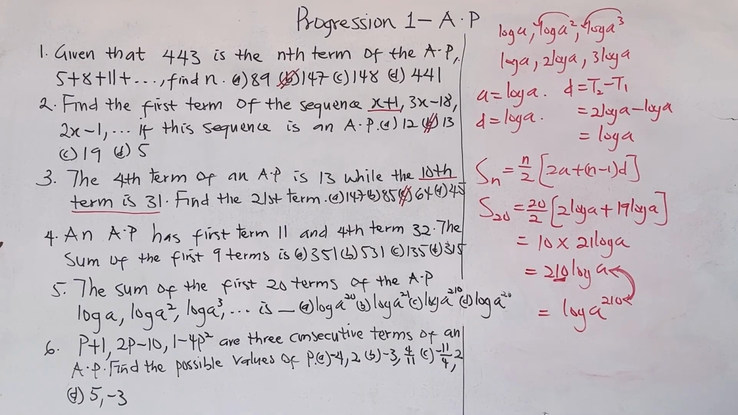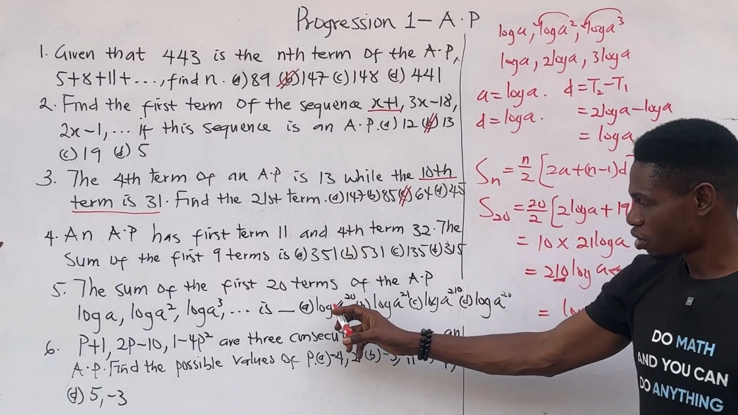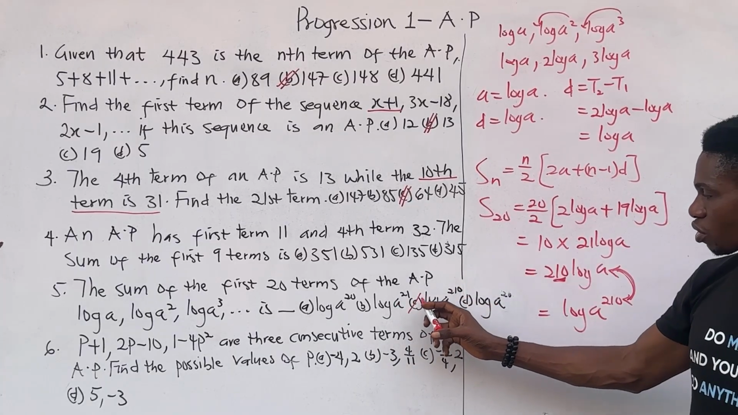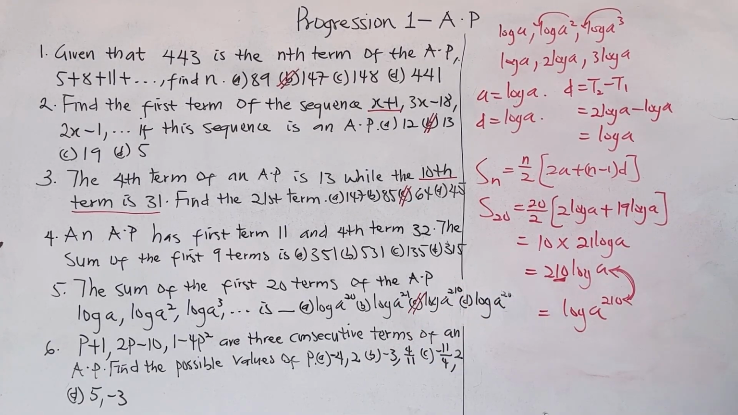So the correct answer will be option log A raised to power 210. So this is the correct answer. So A raised to power 210 is our answer, option C.